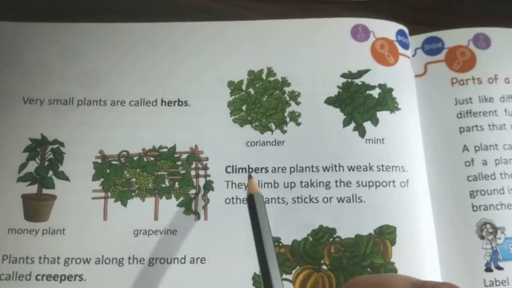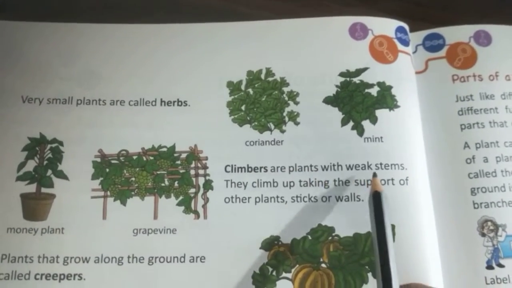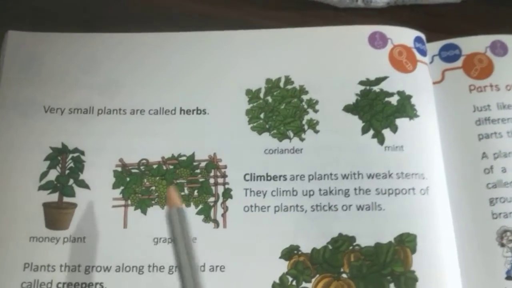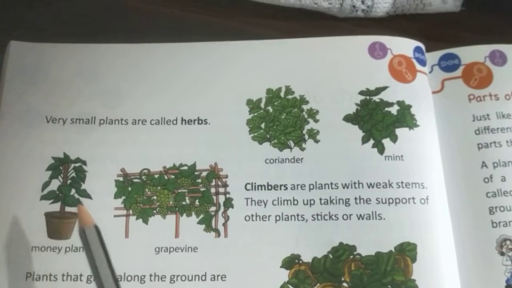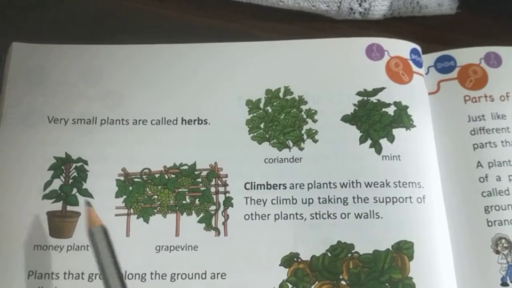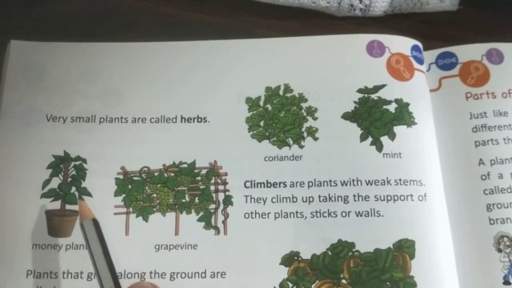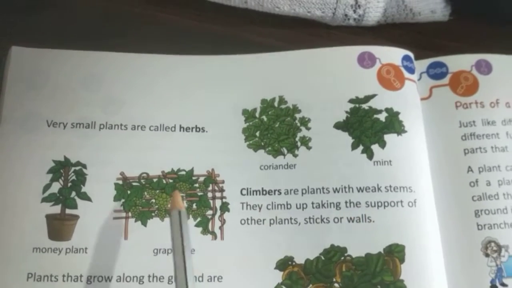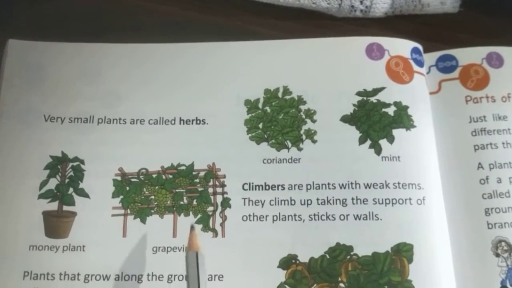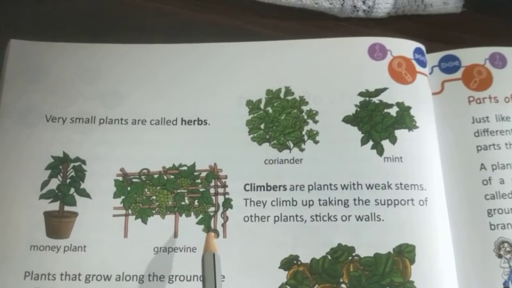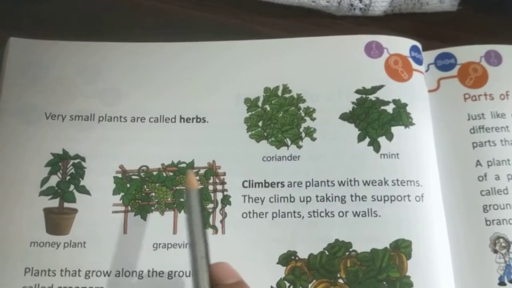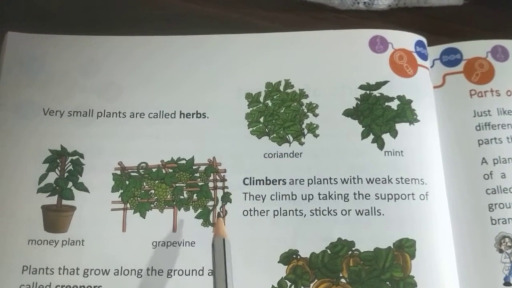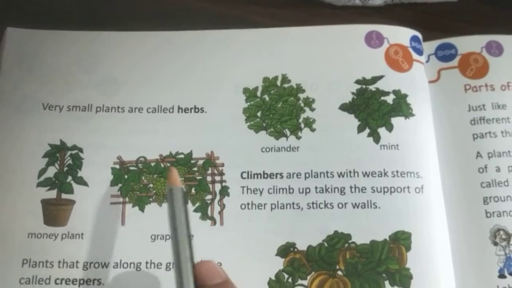Now what are climbers? Climbers are plants with weak stems. They climb up taking the support of other plants, sticks, or walls. You have seen the money plant. Many of us have this plant at our home. So money plants climb up taking the support of other plants or other things. The same is with the grapevine. This is a plant of grapes. They too take support of branches and other plants to climb up.